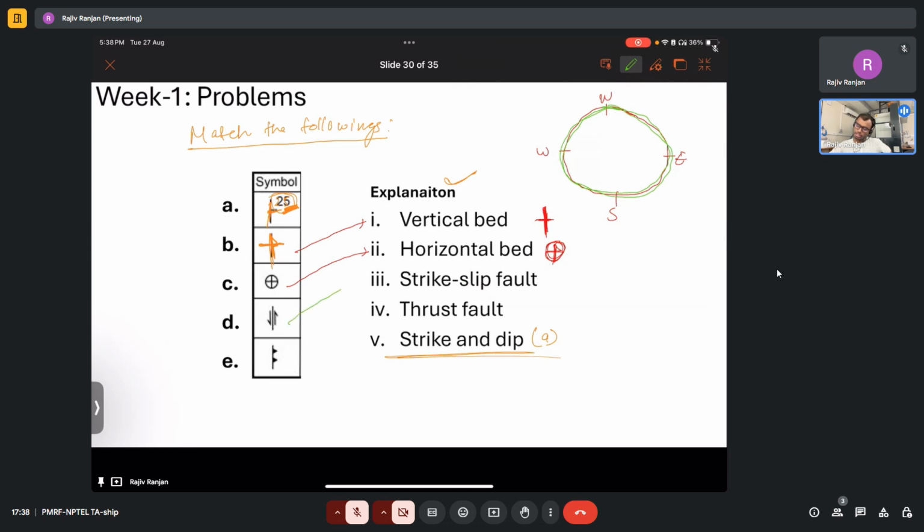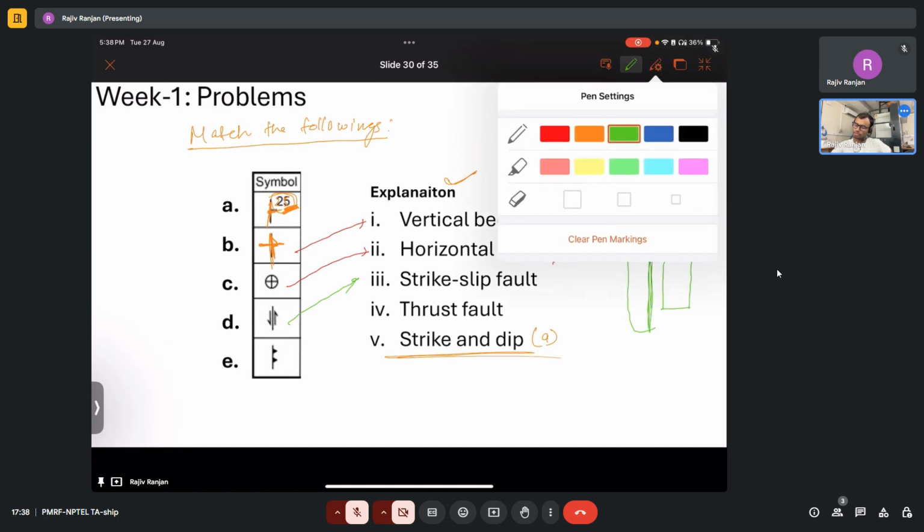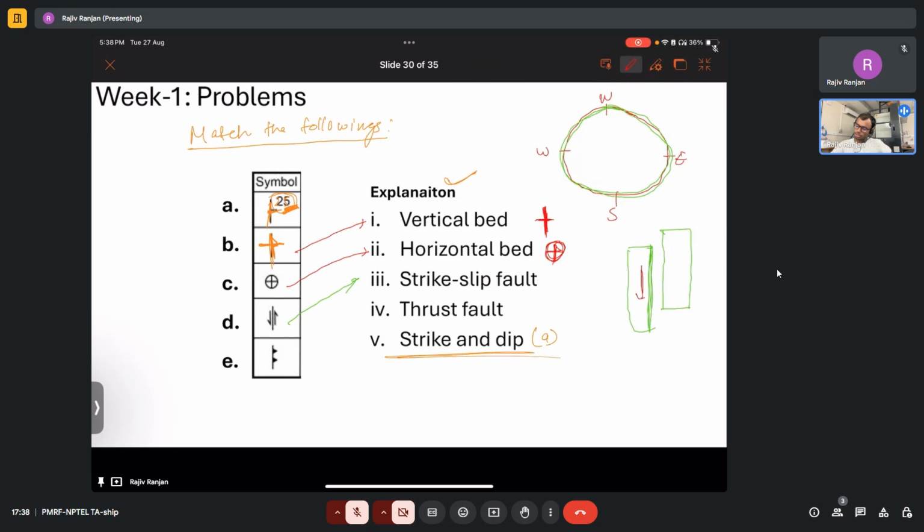So this is a strike slip. We know in a strike slip fault, two blocks move parallel to each other. This moves in this direction, this moves in this direction. This is what happens, right? So this is the representation of a strike slip, and this is a strike and dip. And this is how a thrust fault is represented. A thrust fault is represented by a strike line and shaded triangles.